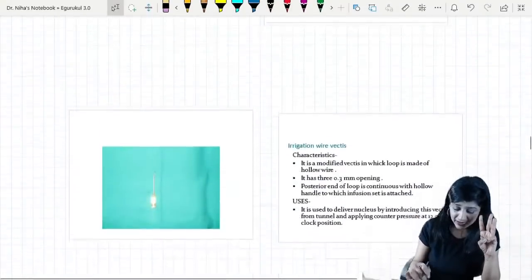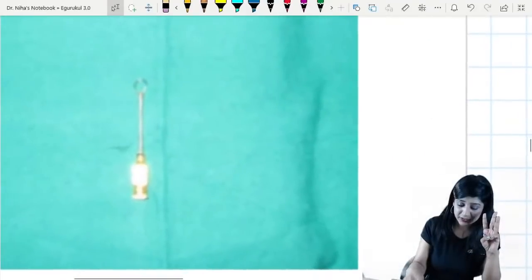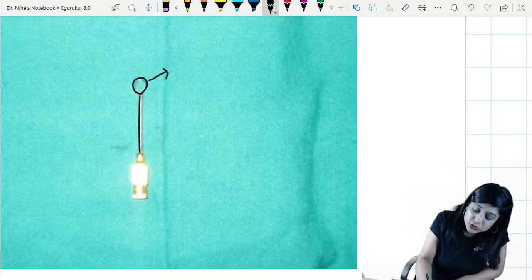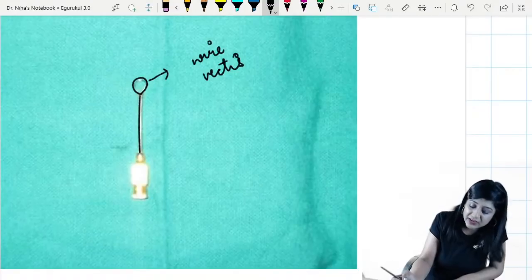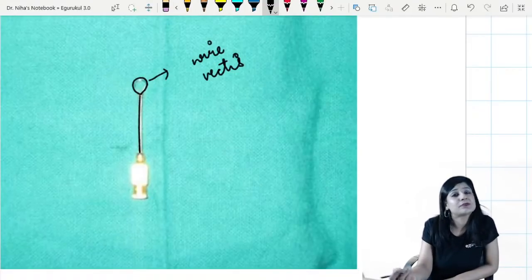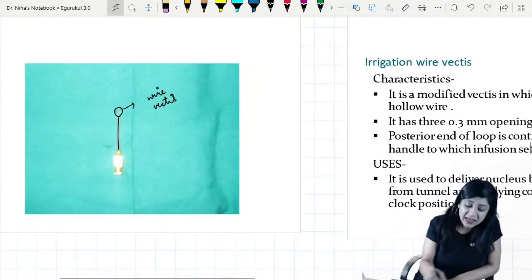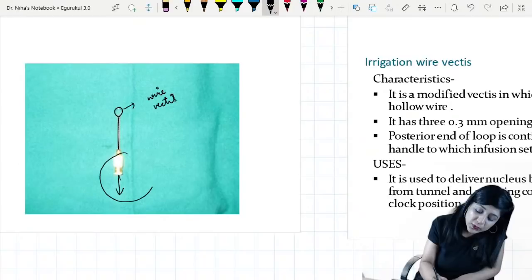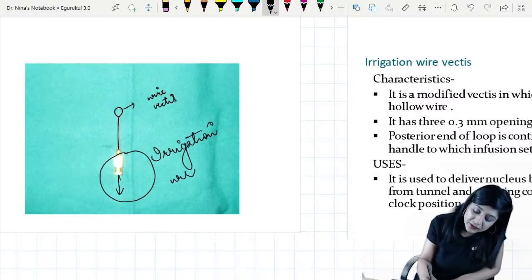Okay. Then this is another instrument. See this. This is your handle, and this is a kind of loop. So this instrument is called the wire vectis. Now the wire vectis can be of two types. It could be simple, and we can have a connection with the irrigating cannula also. If you have the connection with this irrigating cannula, then this is called the irrigation wire vectis.